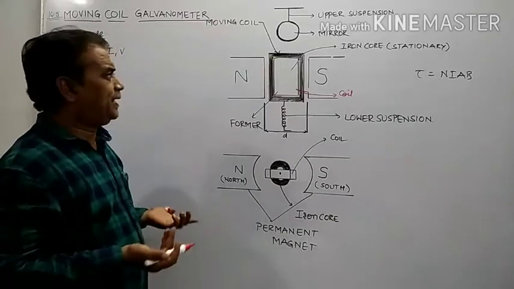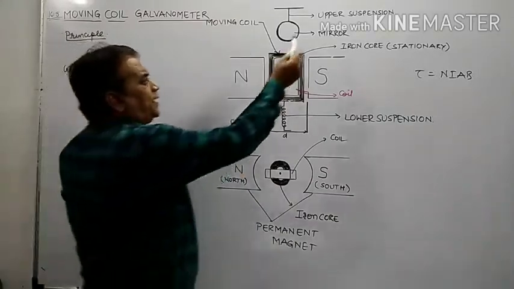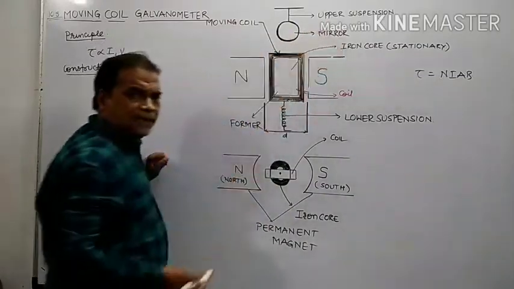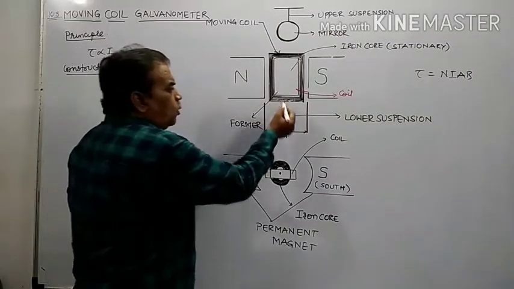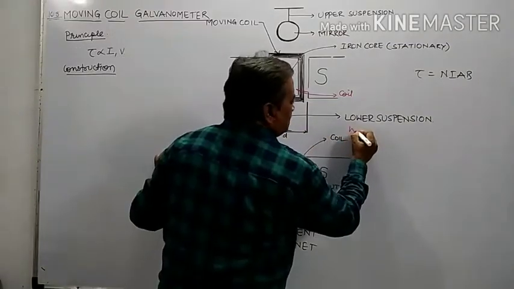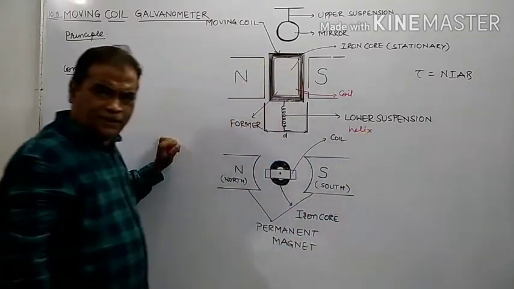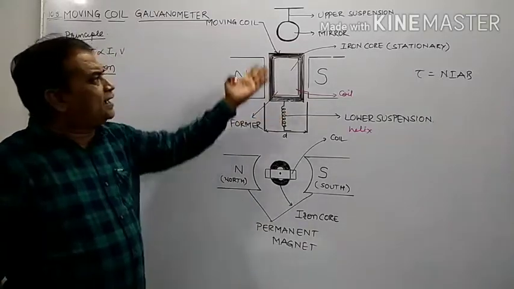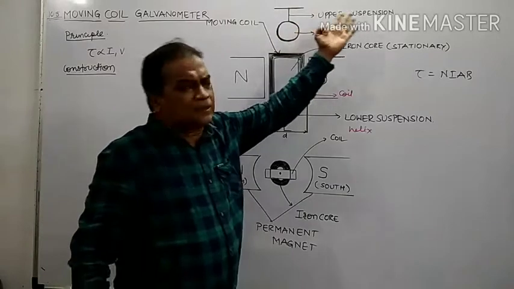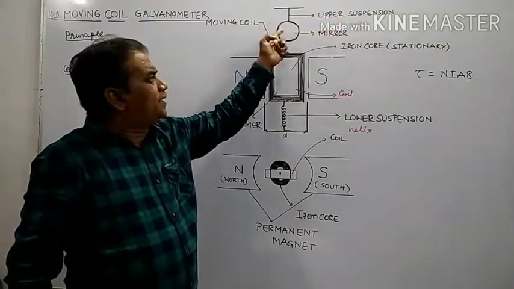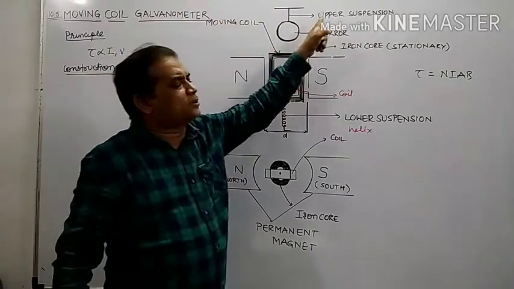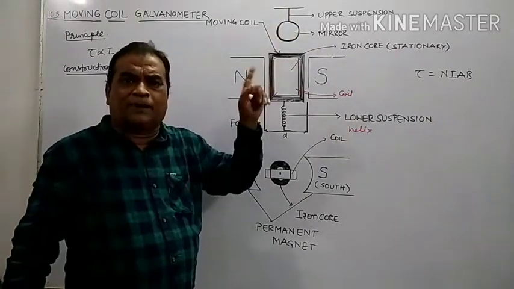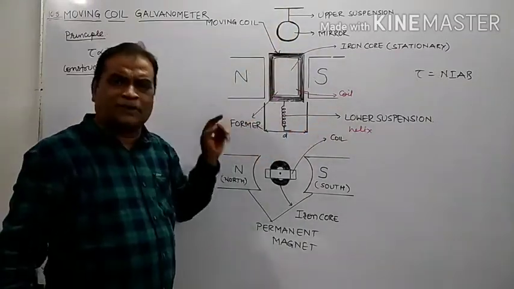That coil is suspended either with the help of an upper suspension fiber over which a mirror is attached, or a lower suspension which is a helix, which is a spring. So the coil of the MCG is suspended with the help of an upper suspension over which a plain mirror is attached. This upper suspension is made up of a mixture of phosphor and bronze, and that suspension fiber is highly elastic, while the lower suspension is a helix.